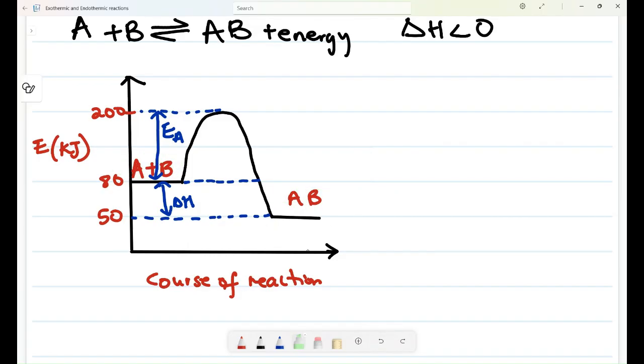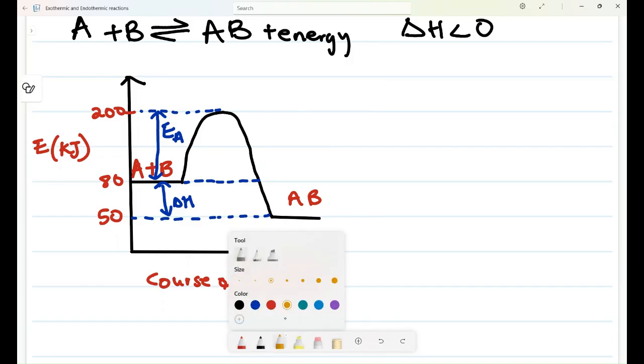But now for the reverse reaction, this will become the reactants. Let me do this. For the reverse reaction, this will be my reactant. Then go there, go there. This will be my product. So what does this tell me? This tells me that for the reverse reaction, I will have different things. What do I mean by saying different things?